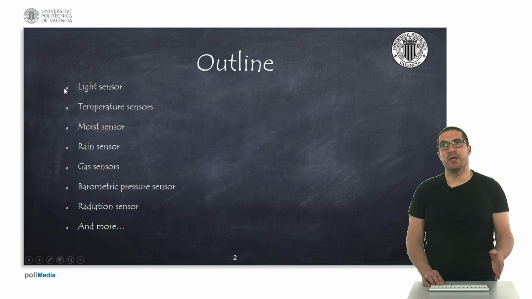So this is the outline of our presentation. We're going to explain about light sensors, temperature sensors, moist sensor, rain sensor, also gas sensor, and barometric pressure sensor. And finally, we are going to explain also about the radiation sensor and many other alternatives too.